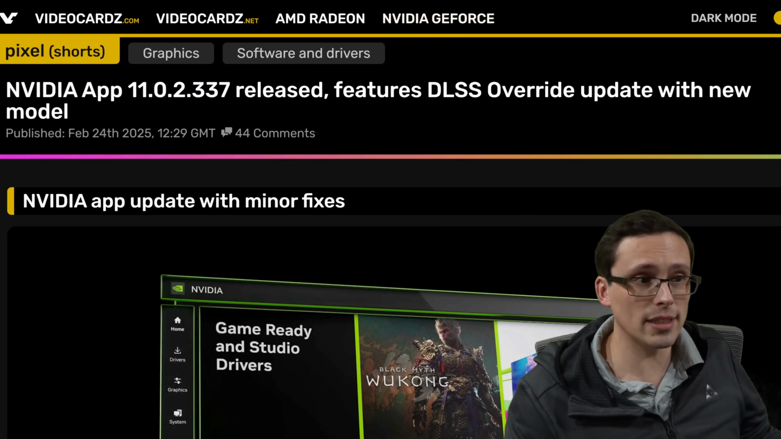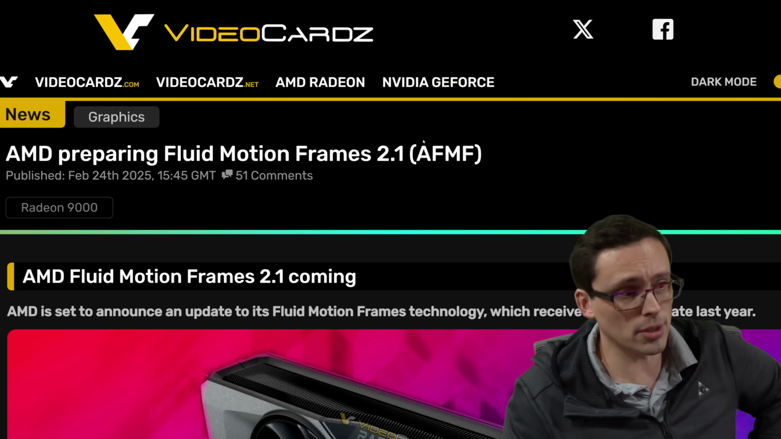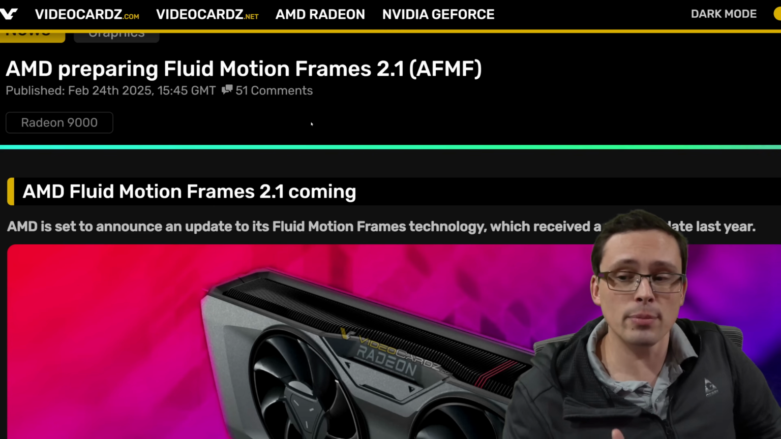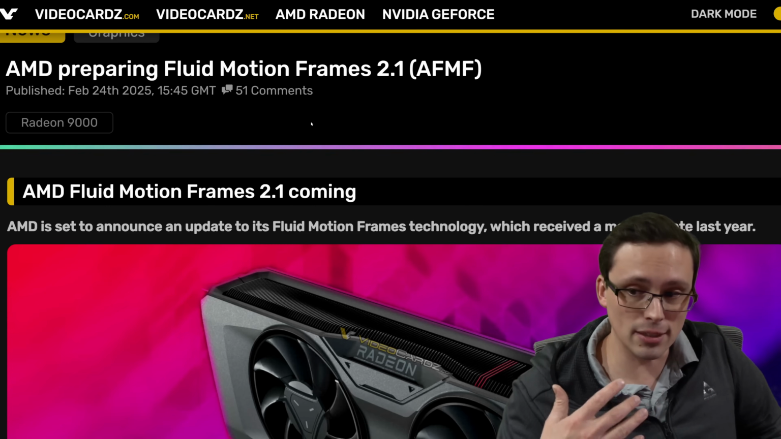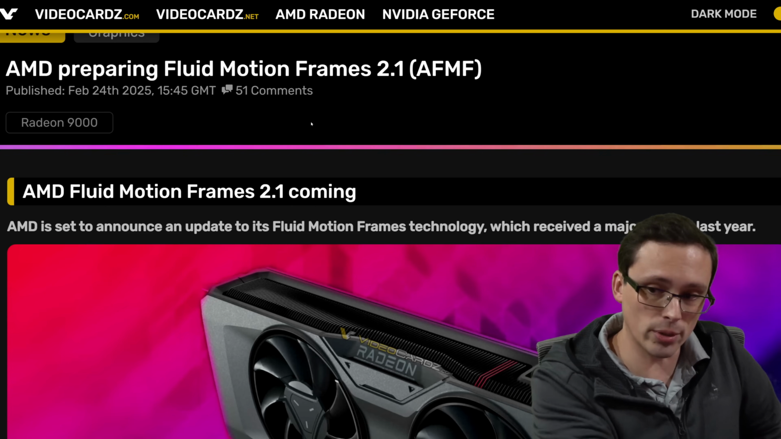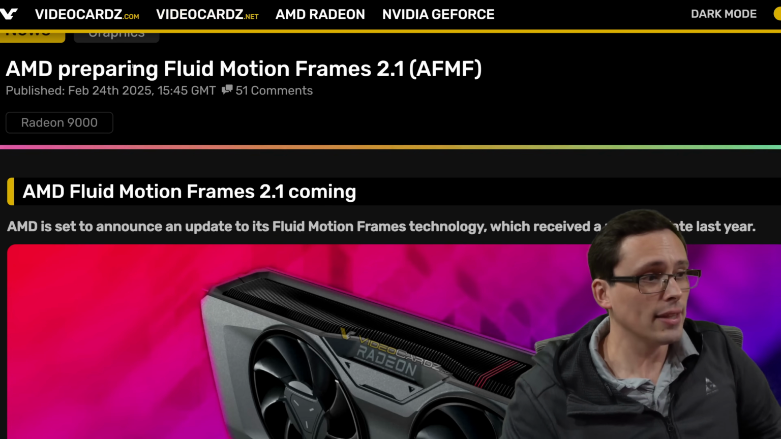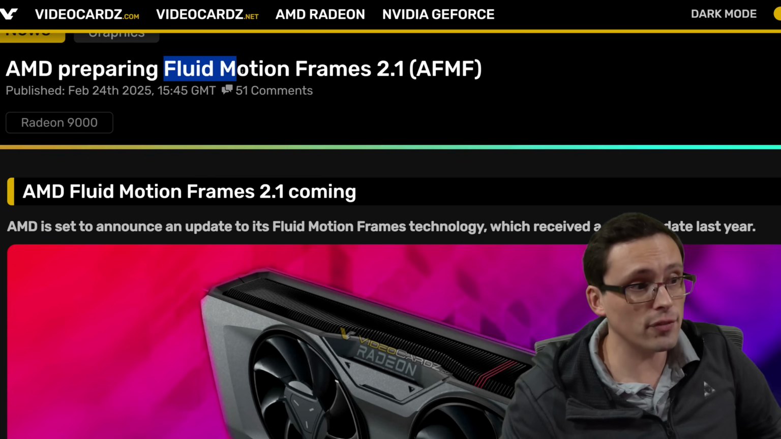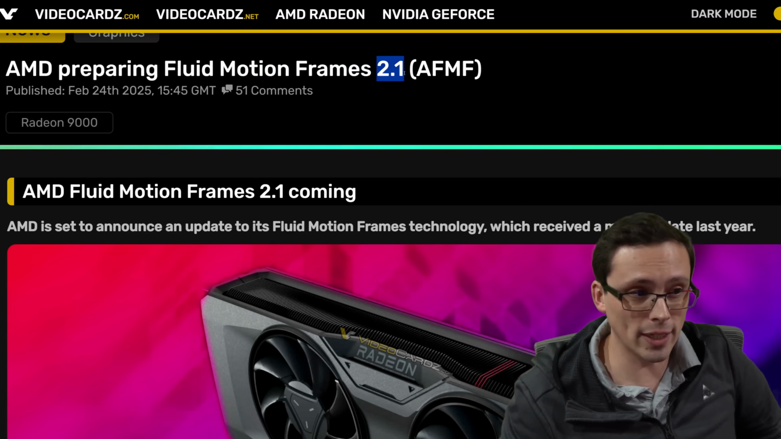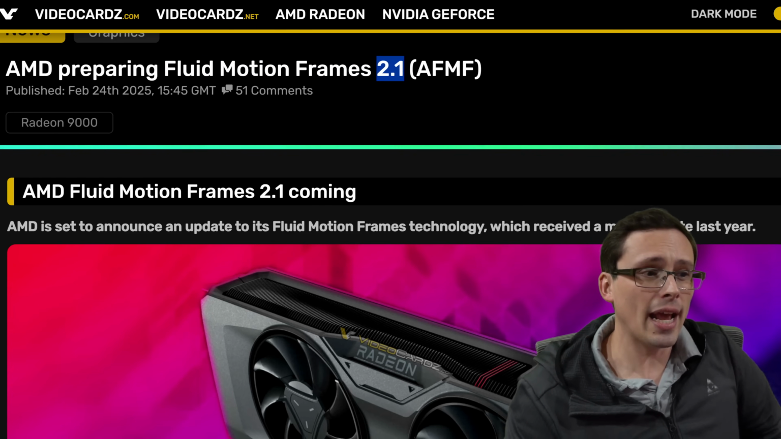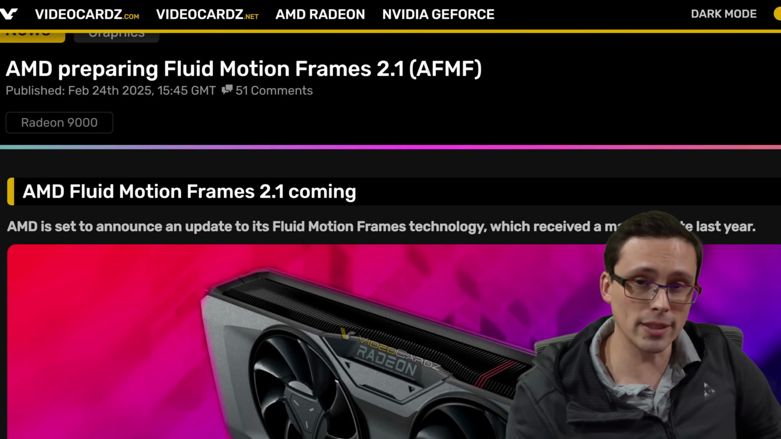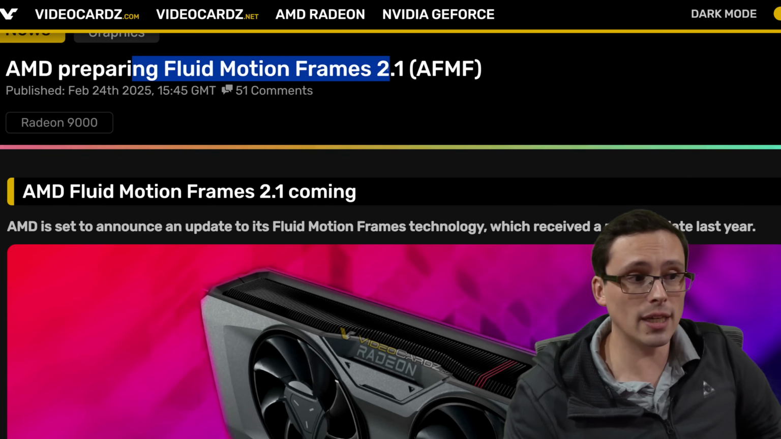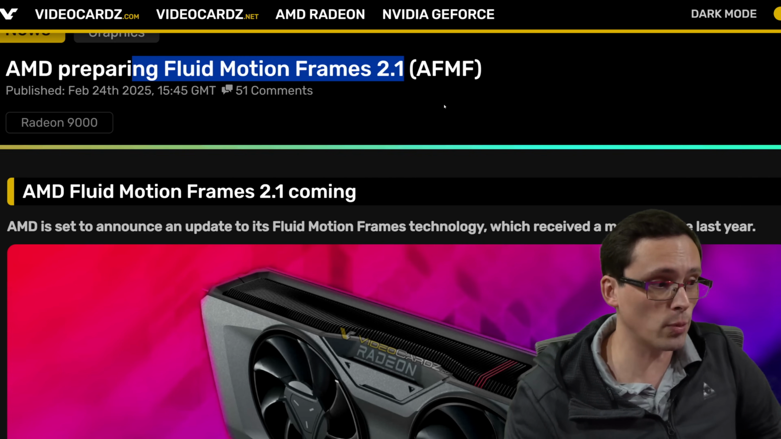Now, speaking of driver level features, how about we jump into some AMD news? It's claimed by videocards.com, although this is very much on the leak side of things, so you have to take that for how much you trust this source. I'll give my thoughts on that in a second. The claim is that AMD is preparing Fluid Motion Frames version 2.1. We already have a 2.0 version, and they are claiming that this will support not just the 90 series cards, it will support the 6000 and 7000 series as well. So basically, if you were using AFMF 2.0, 2.1 should work as well.